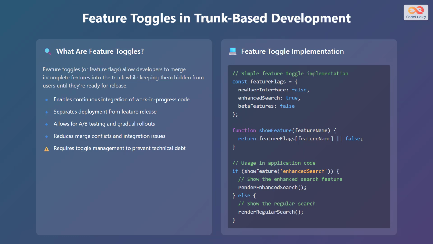Let's explore feature toggles and their role in trunk-based development. Feature toggles, also known as feature flags, allow developers to merge incomplete features into the trunk. These features remain hidden from users until they are fully ready for release. Feature toggles enable continuous integration of work in progress.